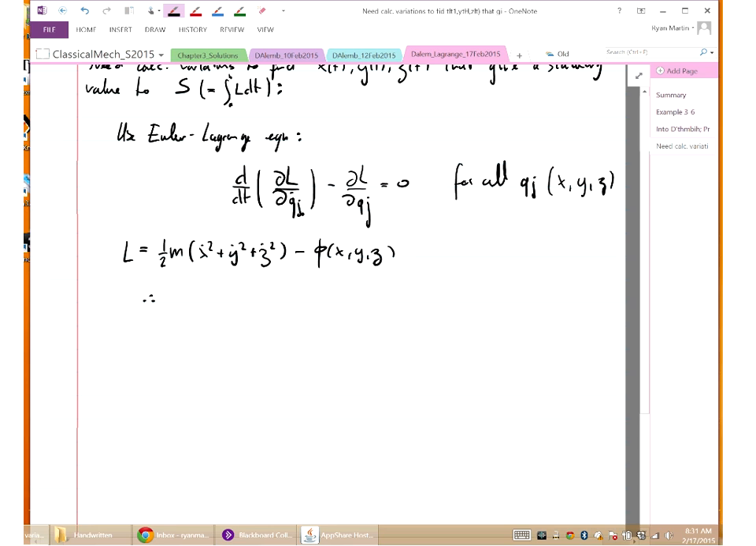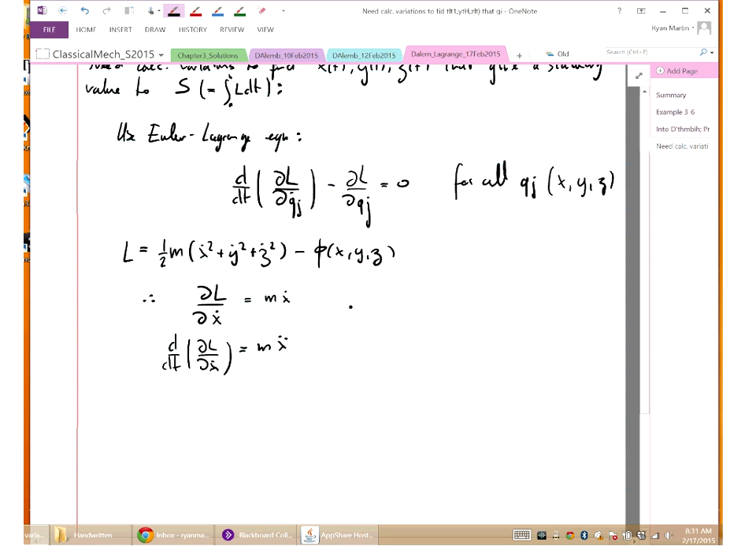So what we need to put into the Euler-Lagrange equation, we need ∂L by ∂qj dot, when qj is equal to x, that'll be ∂L by ∂x dot. So ∂L by ∂x dot, the only term that depends on x dot is a half m x dot squared, so ∂L by ∂x dot is just m x dot. And the term that I really need is d by dt of that, so it's d by dt of ∂L by ∂x dot, and that's m x double dot.